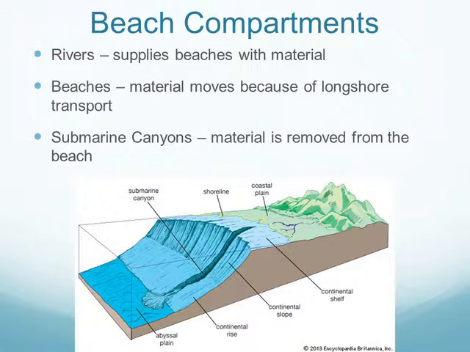Step 2 is the beaches themselves, because on the beach, it transports material via the longshore transport, or the longshore current. So that longshore current will transport material from the beach into the submarine canyon. And then step 3 is your submarine canyon, and that's what moves material from the beach into the deep ocean. Okay, so that is your cycle of material going from land into the deep ocean.